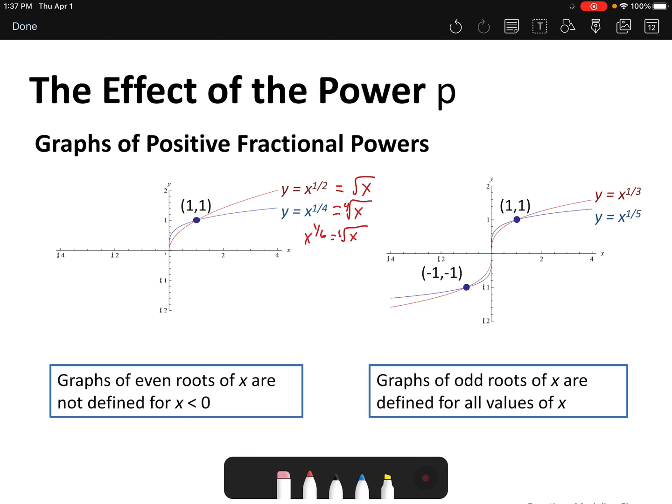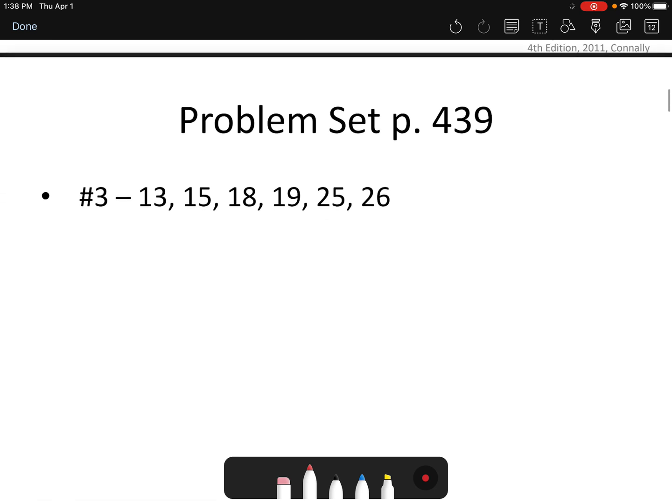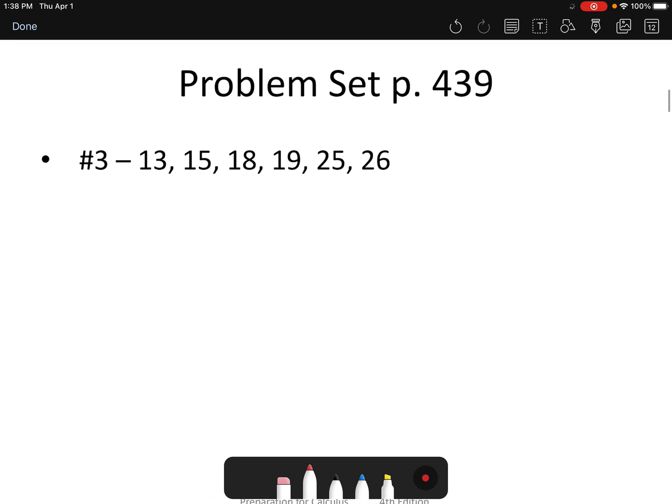Same way on the odd fractional powers, 1/3, 1/5, 1/7. They're a chair function, but they're tipped on the side, as you can tell. You can see there. Okay, now that is the entire lesson.